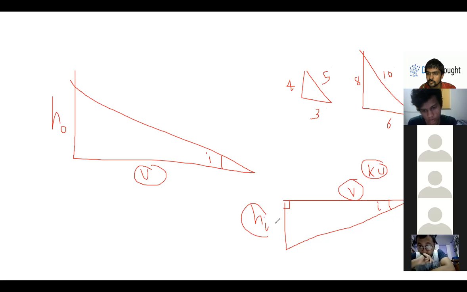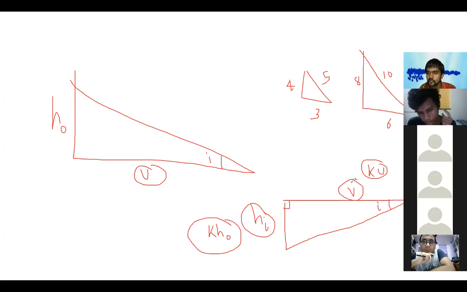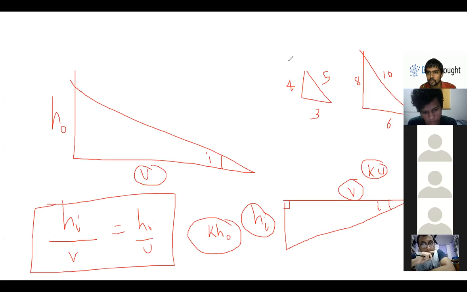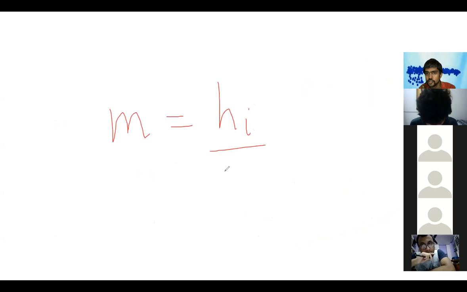U is becoming K into U. What will happen to HI? K into H naught, I mean K into HO. That's what we notice: HI by V is equal to HO by U. The ratios are the same, similar triangles. So that K is the magnification. So we define the magnification as HI by HO, which is also equal to V by U.